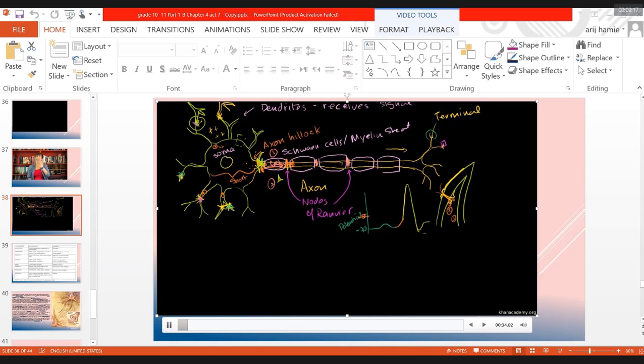It changes the charge or the voltage gradient across the membrane, and if the combined effects of the change in the voltage gradient are just enough at the axon hillock, then we're going to meet the action potential, okay?